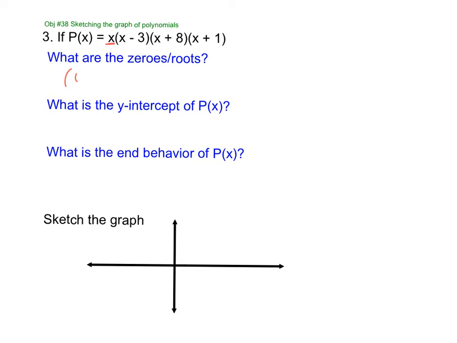So my first one, I have 0, 0. I have 3, 0. Switch the sign. Negative 8, 0. And 1, 0, right? Negative 1, 0. We're setting each of those equal to 0 and solving.